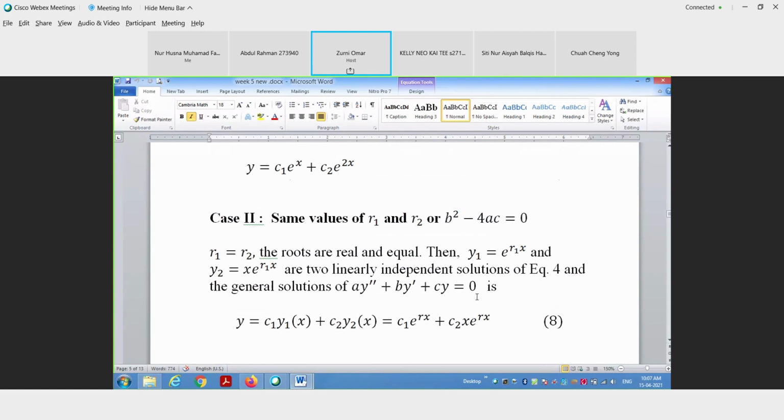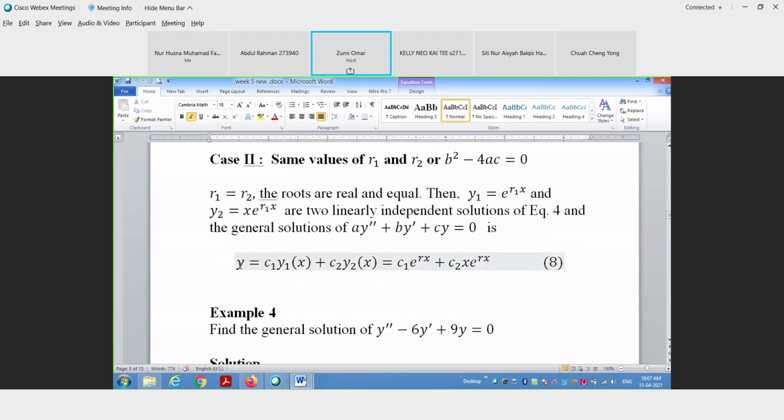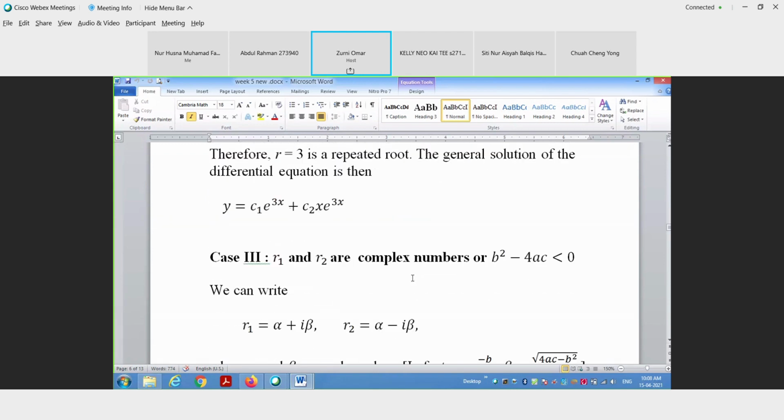In the second case, when you have a repeated root, where r1 equals r2, your general solution will be in this form: y = c1 e^(rx) plus c2 x e^(rx). We multiply c2 with x so that these two, this is y1 and this is y2, are independent. We multiply y2 with x so that they become independent. We have done a few examples.